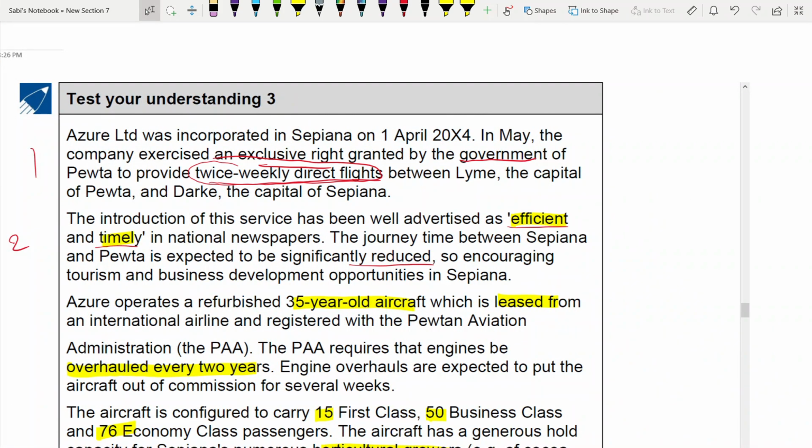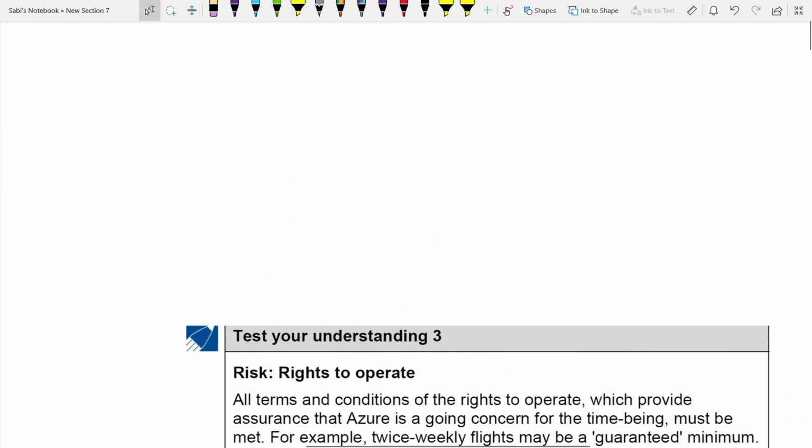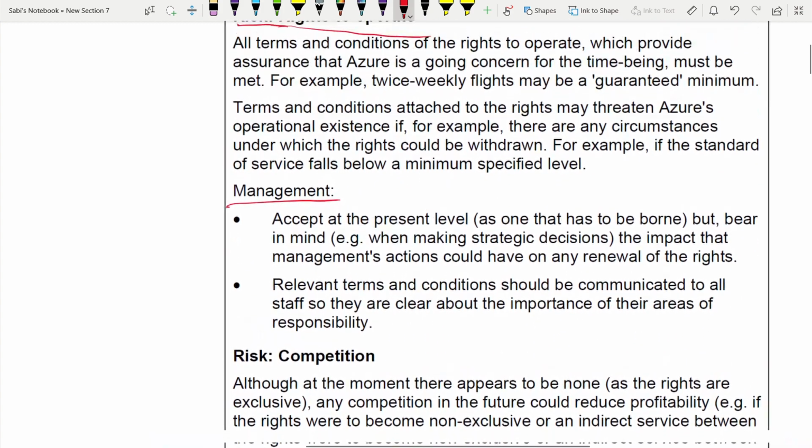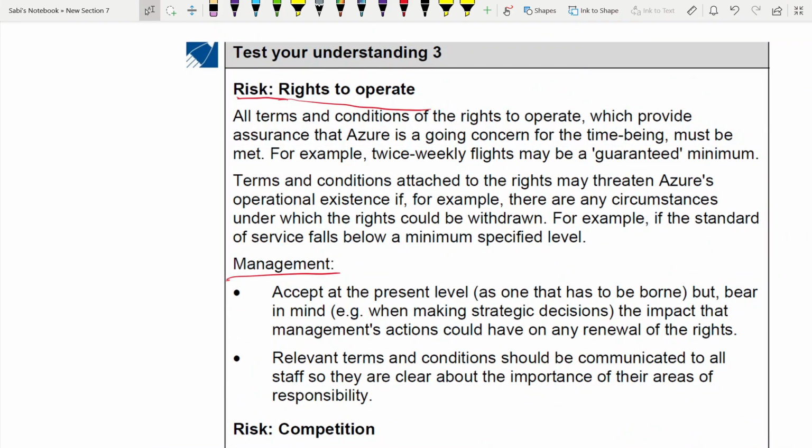If you see, first they're talking about the exclusive right granted by the government and the twice weekly direct flight. So that should be your first step of risk, I would say. So what is the risk? You first write the risk and what management should do to mitigate the risk. So here you write the name of the risk and what management has to do to overcome the risk.